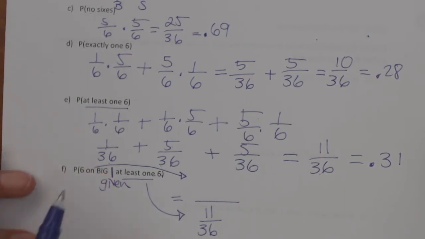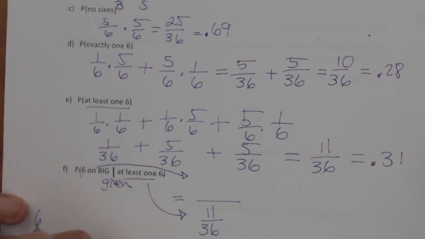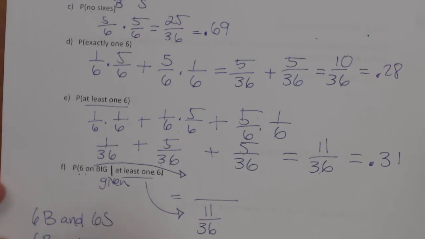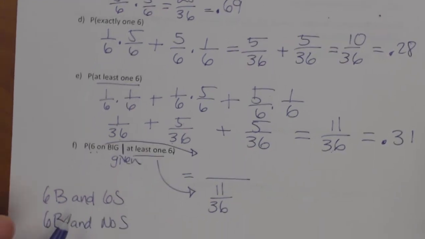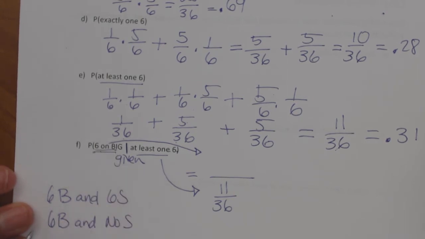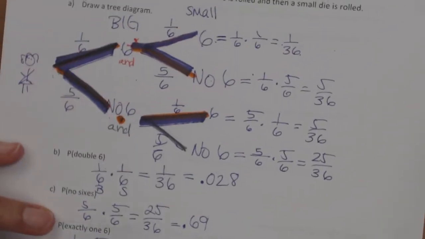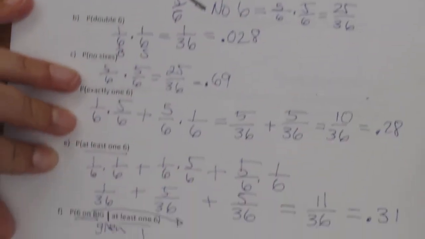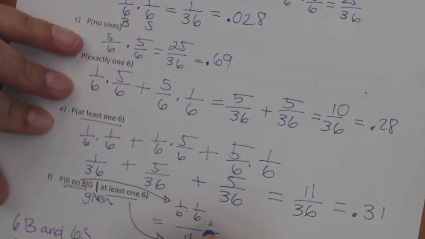So what's going to happen is to get a 6 on the big, I need a 6 on big, and I can get a 6 on small. That's 6 on big. Or I can get a 6 on big, and I can get no 6 on small. So there's going to be two different pathways. If you like writing it out like this, again, I'm just giving you little clues on how to write it out. So let's go find the probability for a 6 on big. So let's go up here. Okay, so first pathway is this one right here, 6 to another 6. So that's going to be 1 out of 36. So it would be 1 out of 6 times 1 out of 6.